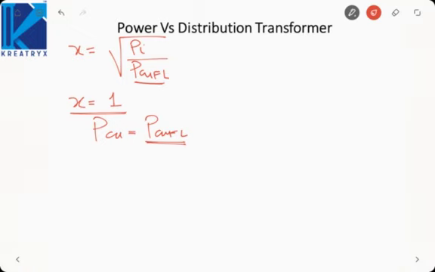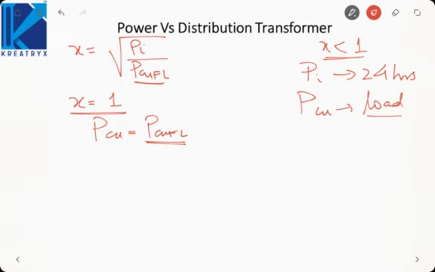That is why we need to minimize these losses to improve the efficiency of the transformer. But if we talk about the distribution transformer, it does not operate at full load. So here x will be less than 1 for maximum efficiency. Now since the transformer is on for the entire day, iron loss will occur for the entire 24 hours. But copper loss will depend on the load. So here iron loss is critical. To improve the efficiency we need to reduce the iron loss, because copper loss is variable as it depends on the load. So we'll need to take care about the iron loss and make it as low as possible.